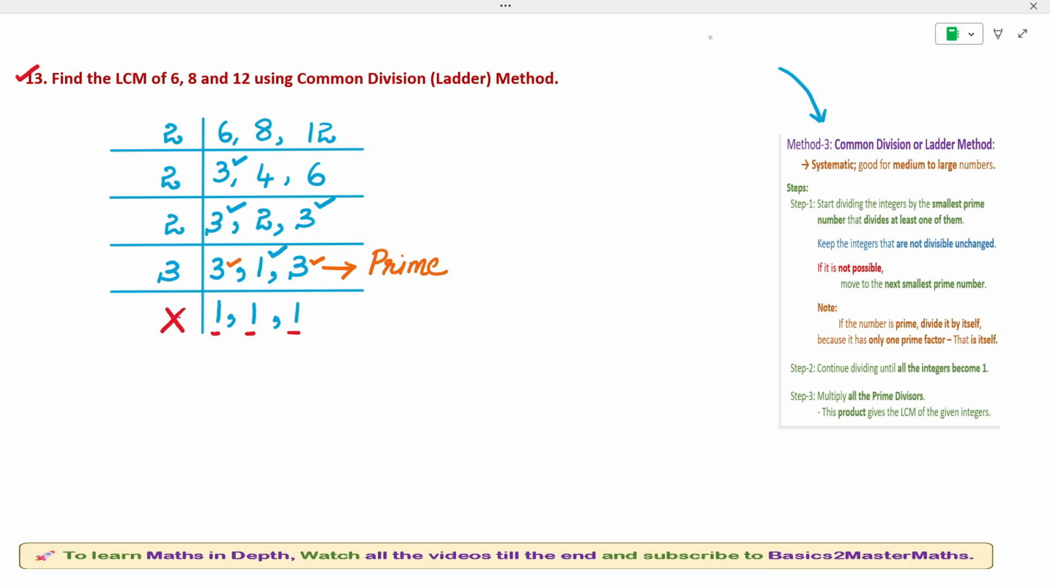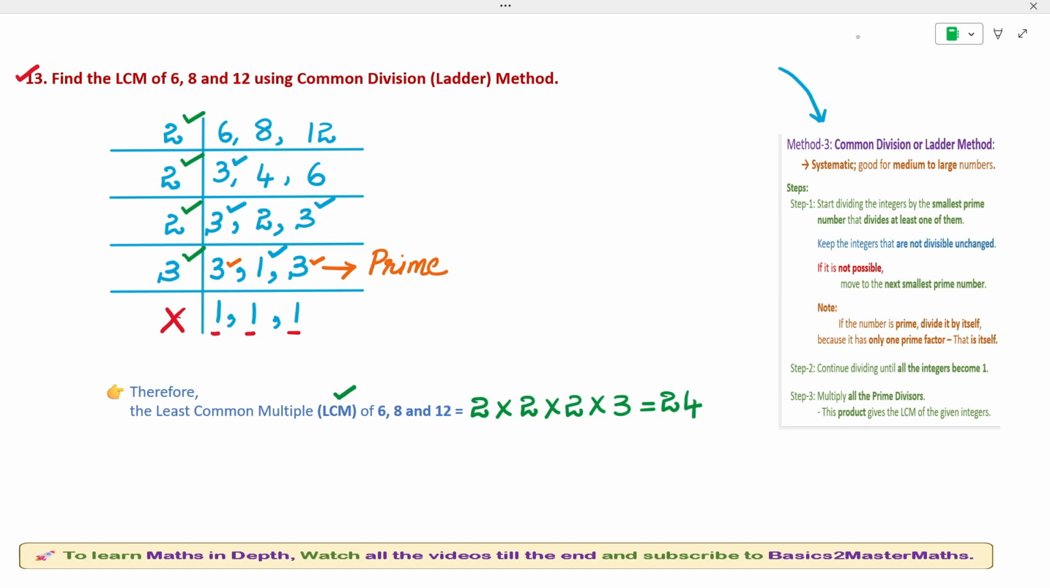Now collect all the prime divisors. In this case, they are 2, 2, 2 and 3. Therefore, the LCM of 6, 8 and 12 is 2 multiplied by 2 multiplied by 2 multiplied by 3, which gives you 24. Got it?